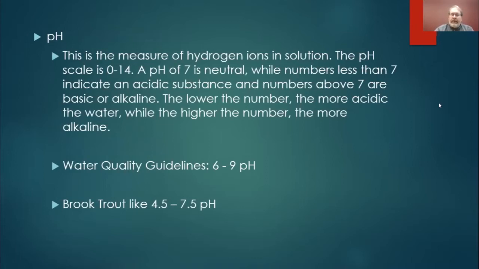Water quality standards for a natural stream are going to be between 6 and 9. Some species can go down to 5.5, and most fish species actually around 8.5. But the water quality standards in Pennsylvania are between 6 and 9 pH. Specifically, brook trout, our native trout, prefers 4.5 to 7.5 pH. I would say 4.5 is pretty low. It's probably more like 5.5 to 7.5 pH.